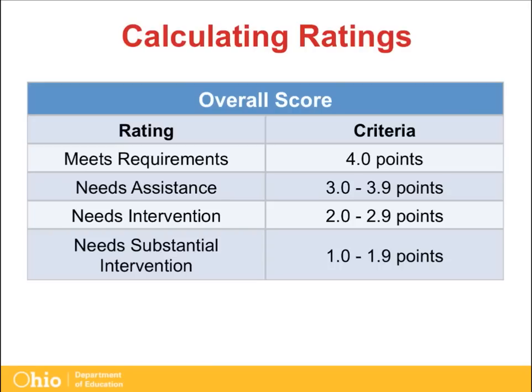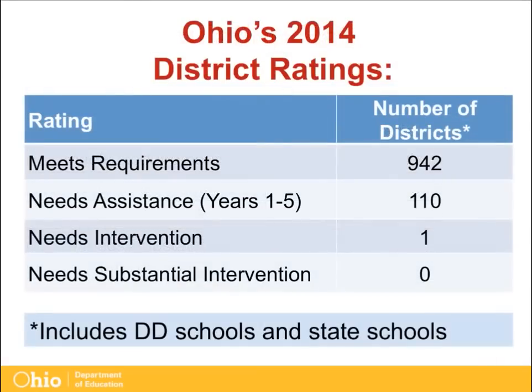This method of determining an overall rating is similar to calculating a grade point average. A number of states use the GPA approach as it is typically understandable and allows for the combination of multiple measures to arrive at a single score. This table shows the number of districts in each category for last year's ratings. With only compliance measures included, a large majority of districts met requirements.